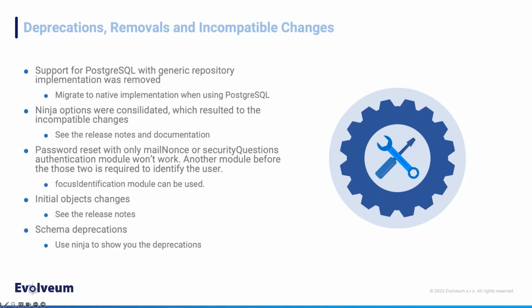In some cases, the graphical user interface is dependent on configuration present in initial objects, and therefore it might seem there is a bug, but in fact, it is just an initial object which was not updated. Make also sure you run Ninja Verify before and after migration to see the deprecations and removals related to your configuration.